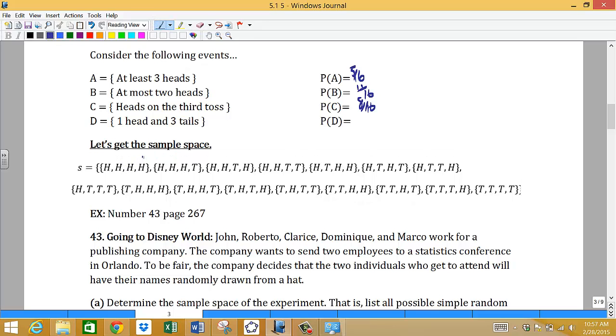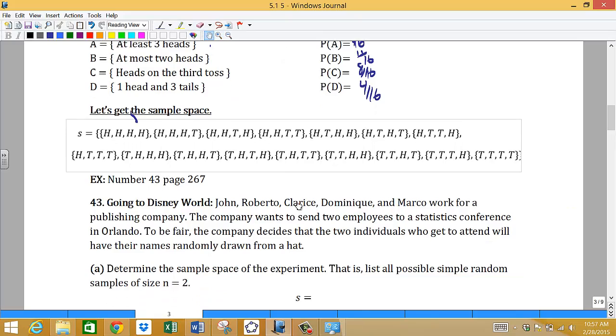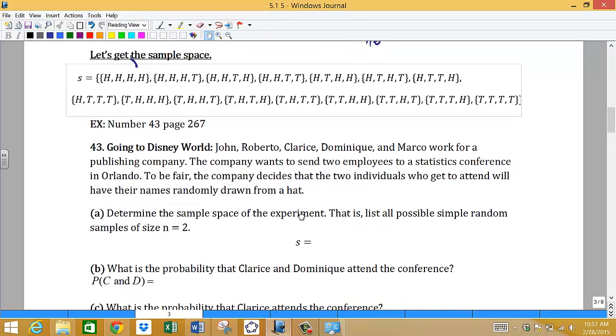So 1 head. So I'm just going to look for the one with 3 tails. So 1, 2, 3, and 4. So this will be 4 out of 16. Okay. So again, the sample space is really the most important part of solving a probability question.